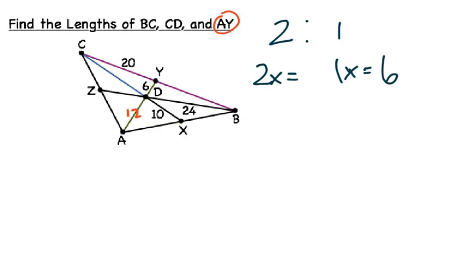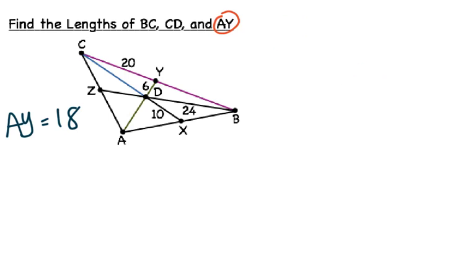And now that we know what each of the parts are, we can add them together, and it'll be 18, because 6 plus 12 is 18. So I'm going to write it down here, AY equals 18. And I'm going to erase and get started on the next one.